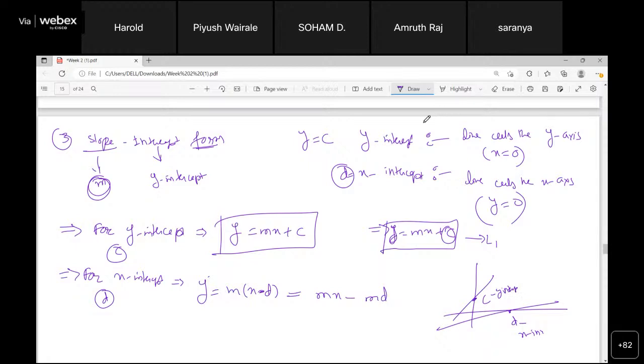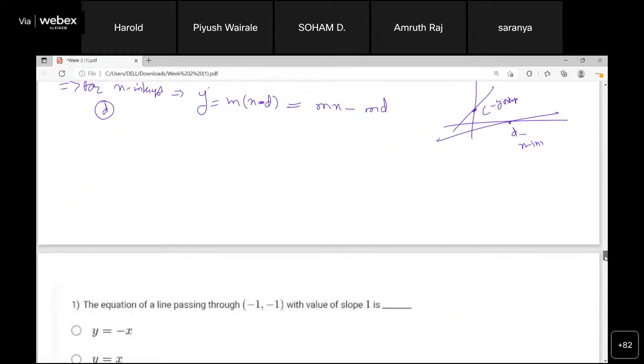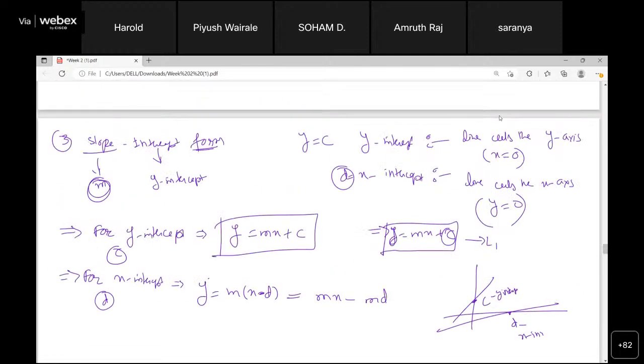Slope-intercept form: if the slope and intercept are given to you, you should be able to find the equation of a line. Yes? Nothing, sir. There was an internet problem. Okay. Can you explain what happened?